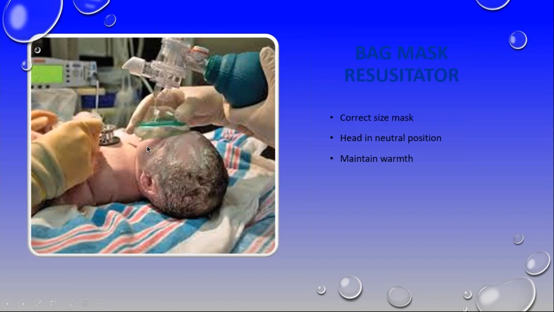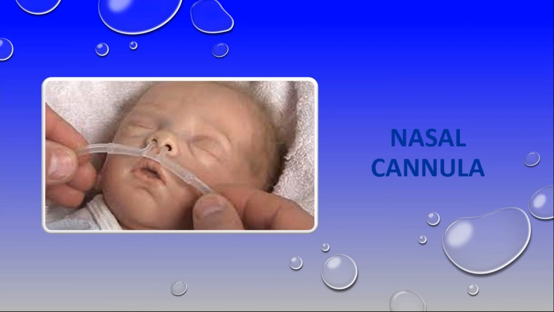There is a new tendency to utilize nasal cannula during resuscitation. It has been used fairly successfully. I am not completely sure that it's the way to go, but you can try.